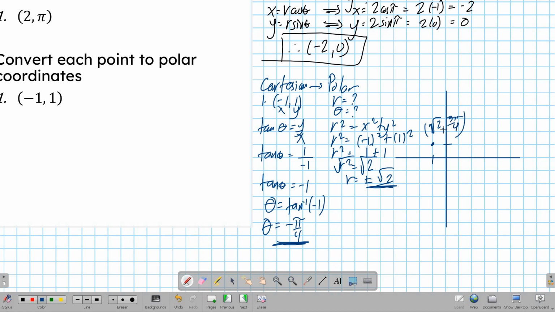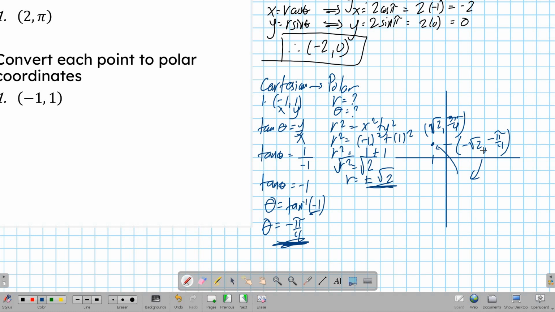The tangent of 3 pi over 4 is also negative 1. So this is one polar representation. If you're going to use negative square root of 2, then you'd have to go the other way around from here. Starting from here, it becomes negative pi over 4. So this can also be represented as negative square root of 2, negative pi over 4, and a lot more.